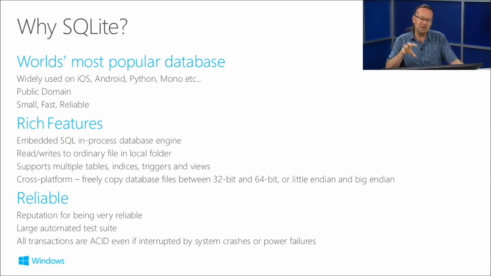It stores into an ordinary storage file, which is situated in your local folder. It's not one you'd want to put in your roaming folder. That wouldn't make sense. This would be a local folder for your application's use on that particular device. And of course, it supports all the relational features: multiple tables, indices, triggers, and views. It's very reliable. It's got a large automated test suite, and it is open source. So all of the source, including all the test code, is available. Anybody can download it and build it.